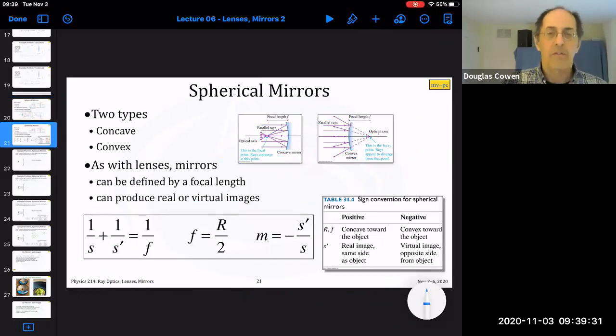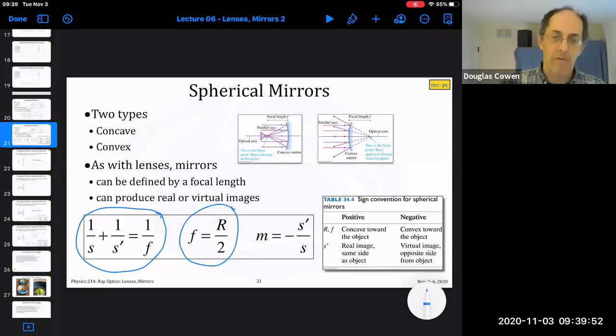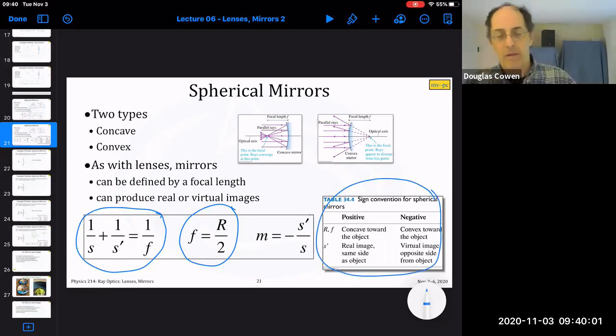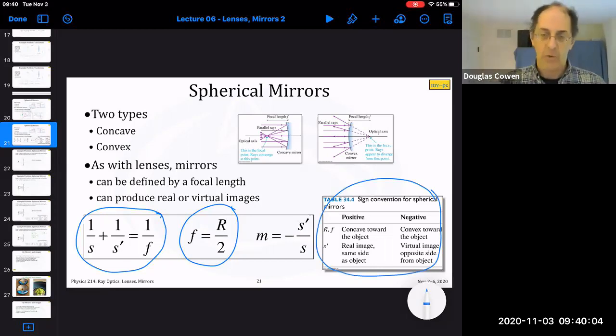So just as with lenses, we can write down something similar to the lens equation called the mirror equation. It looks identical to the lens equation. The definitions of S and S prime and F are similar, but not identical. In particular, the focal length of a mirror is given by its radius of curvature divided by 2. And there's a sign convention over here. Again, you're not required to memorize this. It is on the formula sheet, and I recommend having it in front of you. Make sure you maintain the sign convention as you're working through these problems. And finally, the magnification, minus S prime over S, has the same form as for lenses.